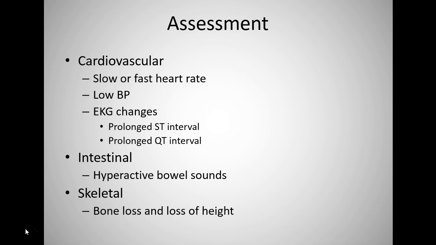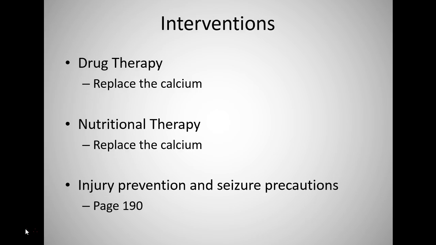So for cardiovascular, their heart will have a slow or fast heart rate. It will possibly have low blood pressure. EKG changes will be a prolonged ST interval and a prolonged QT interval. And for intestinal, you'll see hyperactive bowel sounds. And for skeletal, it'll be bone loss and loss of height. And that's over a process of years, not overnight.